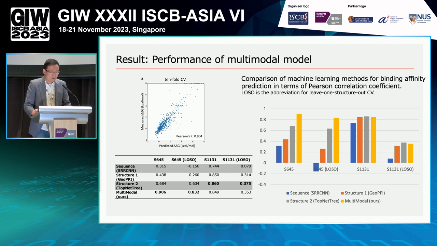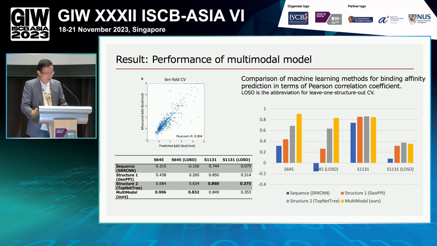So this shows the result of our method. We check the performance of our multimodal model on the S645 and S1131 datasets, using tenfold cross-validation and leave-one-structure-out cross-validation. On the S645 dataset, the AB-Bind dataset, our model shows significantly higher performance than the previous models. Here, our model is the highest. And in the leave-one-structure-out cross-validation, which is a more difficult task, our model still performs quite well.